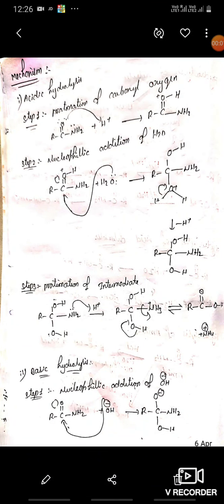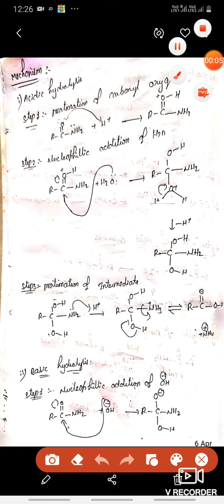Now the mechanism of hydrolysis of amides. First we are going to talk about the acid hydrolysis, and then we are going to go to the basic hydrolysis. First, in the case of acidic hydrolysis, the first step is to add the H positive. That is, acid means H positive.